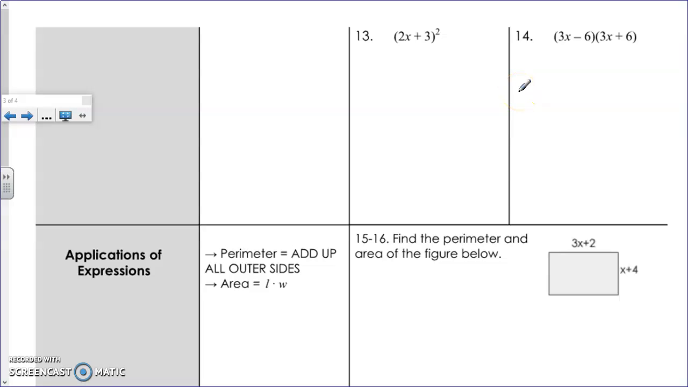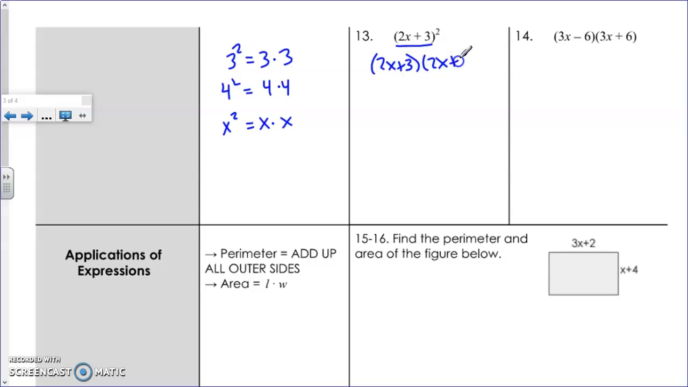All right, we are going to continue multiplying polynomials. And so here, remember if you have something squared, that's like 3 squared is 3 times 3. So it's whatever's being squared times itself. 4 squared is 4 times 4. Okay, x squared is x times x. So here, this is being squared. So it's 2x plus 3 times 2x plus 3.